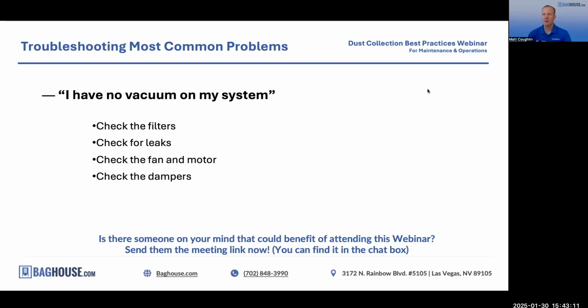So vacuum problems come down to basically dust collection system basics: the filters, so the static pressure, leaks through the ductwork, your fan, what's the condition of your fan and how is it sized to perform, and then the dampers on the system. So those four things, if you're not getting suction, that should be your checklist to go look at. All right, next slide, Andy.